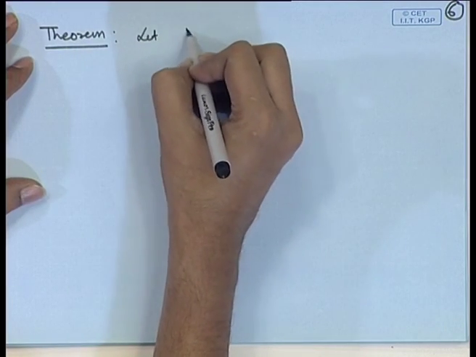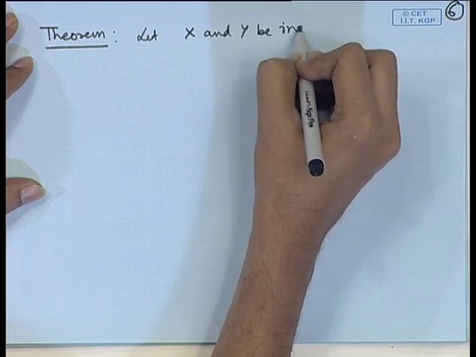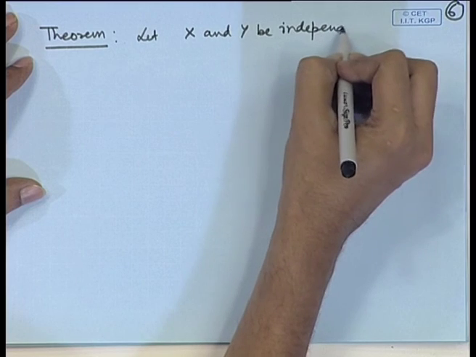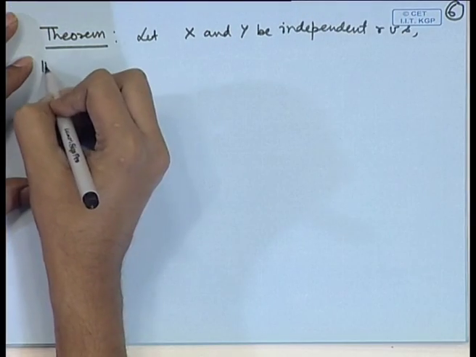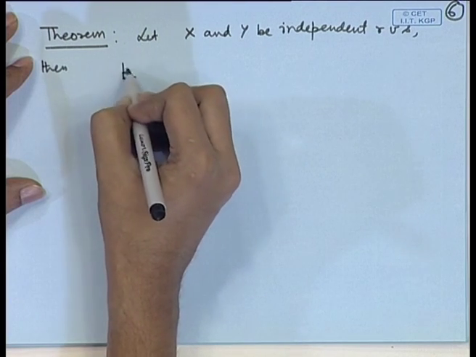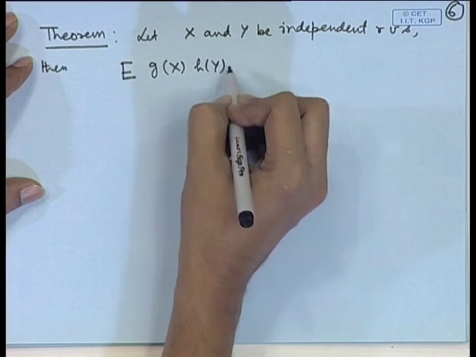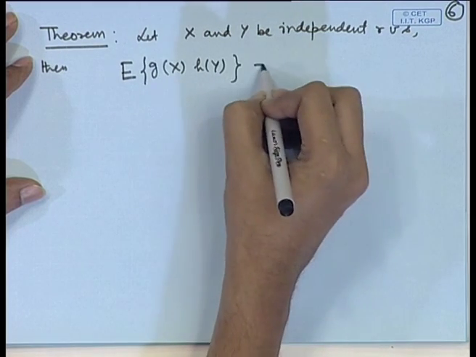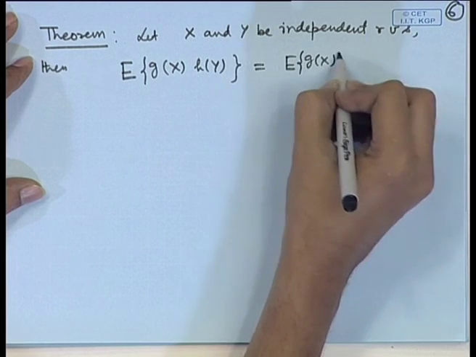Let x and y be independent random variables. Then, if we are considering expectation of a product function, then this is equal to product of the expectations.